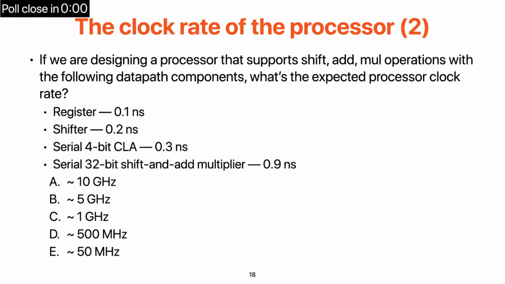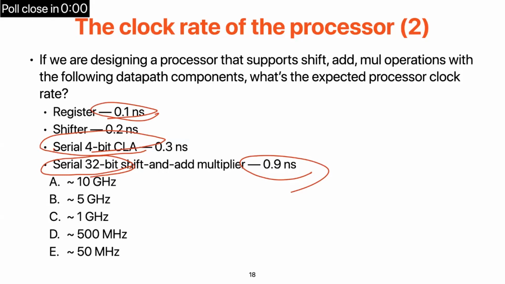So Fox, what do you think? I mean, yes, do the math, but the critical path is the register and the serial 32-bit shift add multiplier, which gives us a 1 nanosecond critical path. Right. So another thing that you have to be careful about is that for those serial components, we cannot accomplish all the tasks within one cycle. So you need something to buffer your result, and that requires additional latency in the register. So the answer is indeed C.